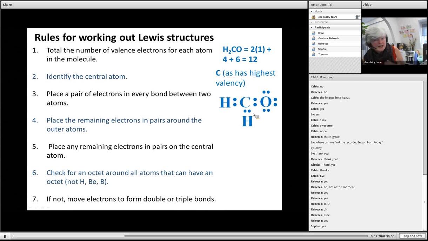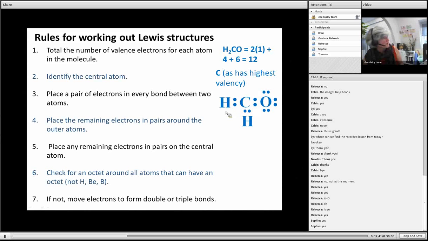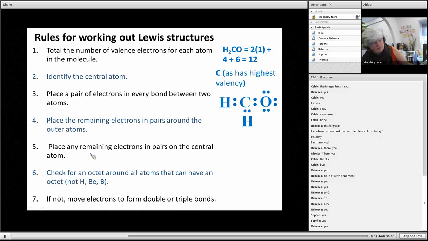Do I have any electrons remaining, or have I used up all 12 electrons? Just say yes or no. So yes, I have used up all 12, or no, I haven't. Okay, yes, I have. Great, Sophie. So it's 2, 4, 6, 8, 10, 12. So I don't have any remaining electrons. I can skip step 5.